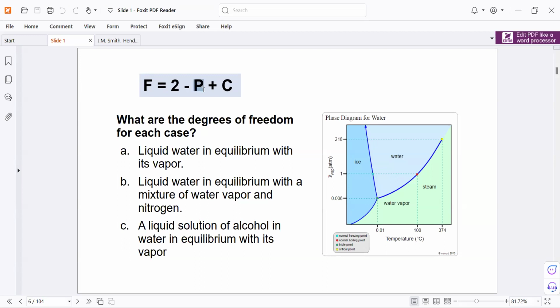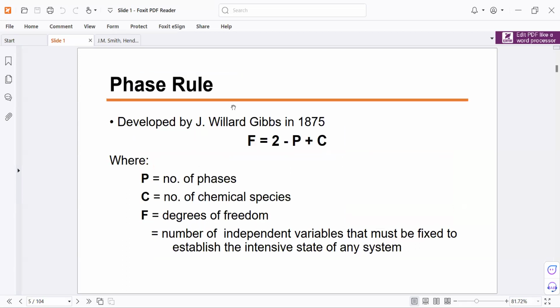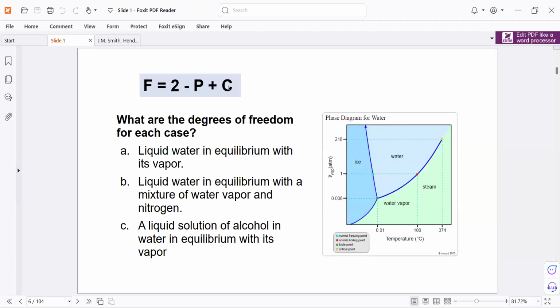How many phases do we have? Two. And then how many components or chemical species do we have? We only have water. So 2 minus 2 plus 1 equal to 1. So for letter A, the answer is F, or the degrees of freedom, equal to 1.